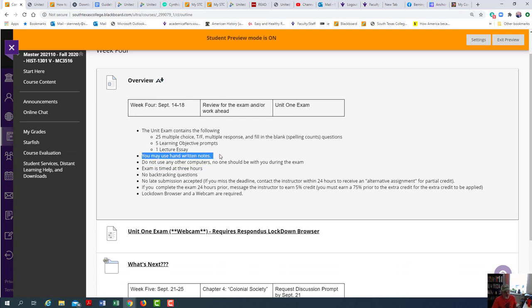You may use your handwritten notes. You're not allowed to use any other computers. No one should be with you during the exam. And again, your webcam has to be activated to take the exam. The exams are 3 hours long. There's no backtracking questions. So once you go on to the next question, you can't go back.